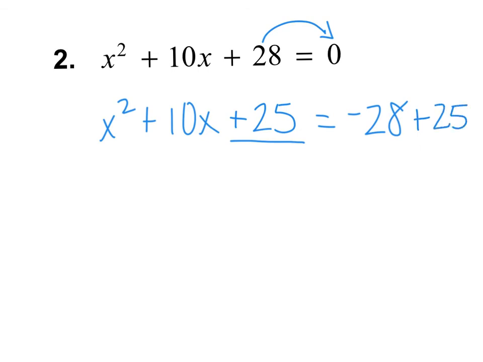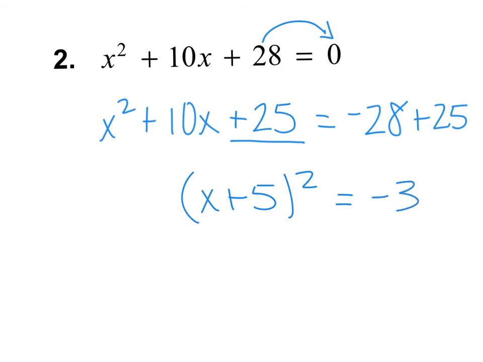But now on the left-hand side, I have a perfect square trinomial. So if I factor this out, what multiplies to be 25 and adds to be 10 is 5 and 5. Well, that ended up being half of my b, remember? So half of my b was 5, so that's x plus 5 squared. And negative 28 plus 25 is negative 3.